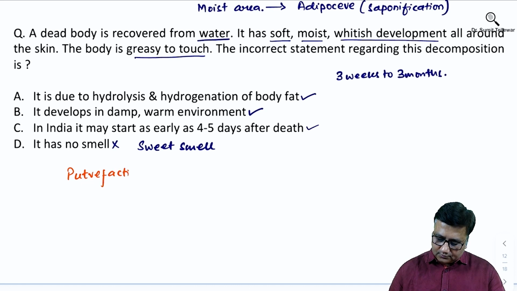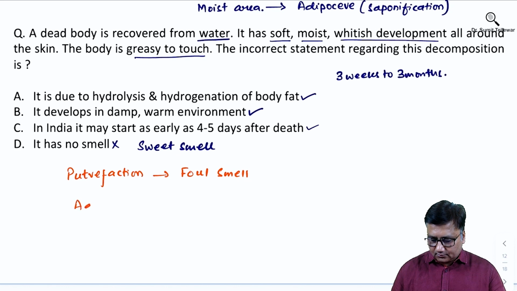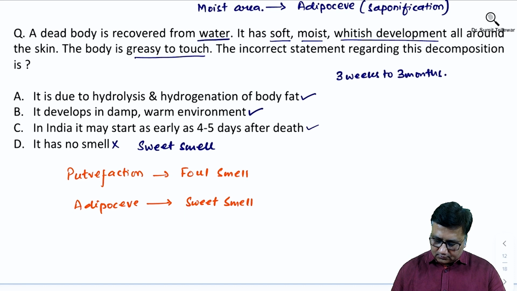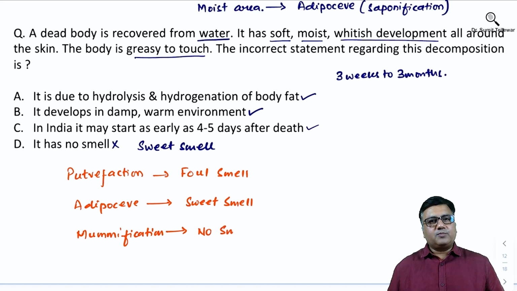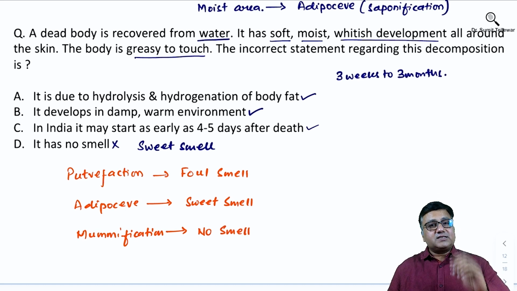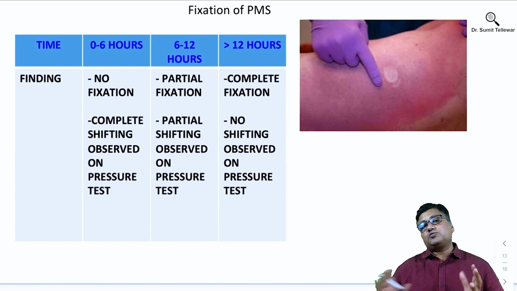Putrefaction: foul smell. Adipocere: sweet smell. Mummification: no smell, right? So these are important things that we should remember when we talk about post-mortem changes.